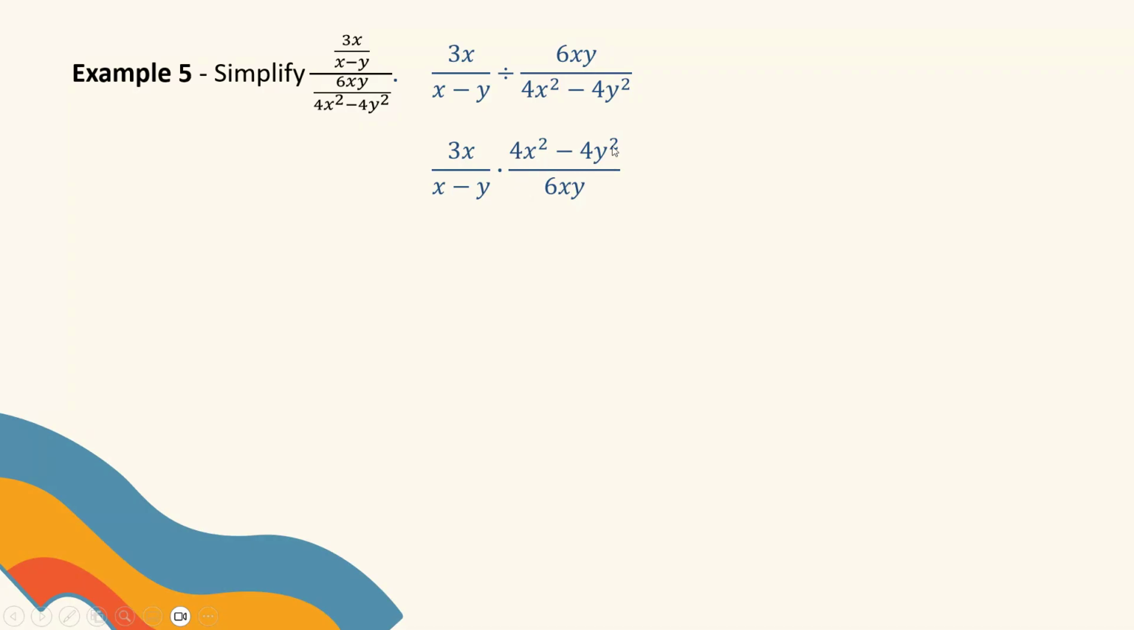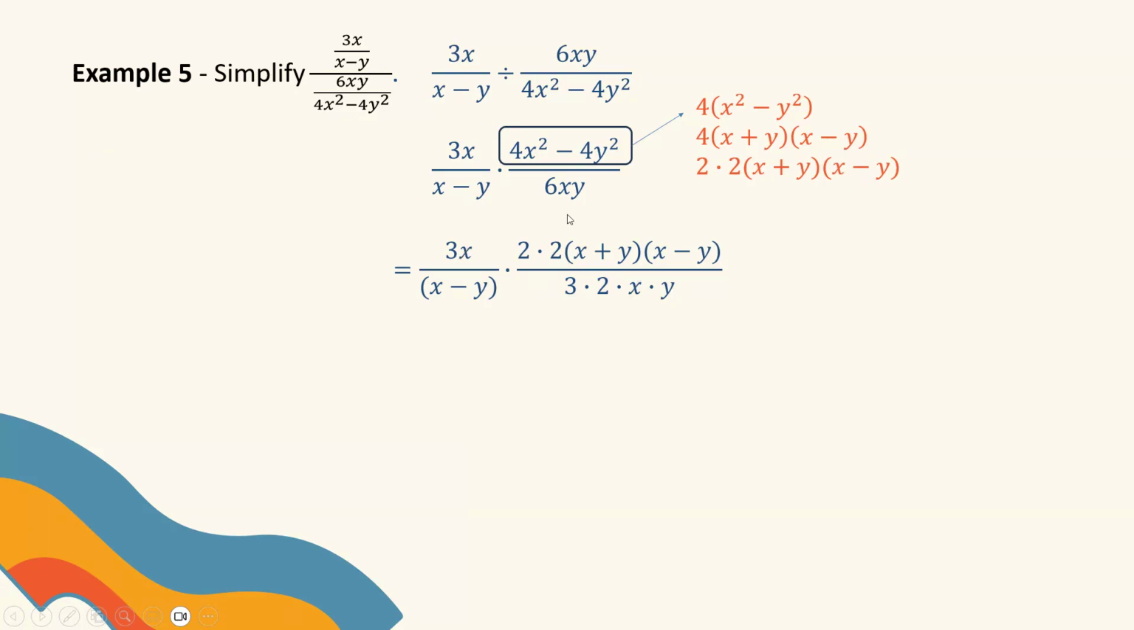So I'm going to start with the 4x squared minus 4y squared. So first we would factor out a 4, and then x squared minus y squared is the difference of squares. That would factor into x plus y, x minus y. And 4 breaks down into 2 times 2. And then with this denominator, 6xy, we can factor 6 into 3 times 2. So then we'll cancel out like factors of x, x minus y, 3, and 2. So our final answer is 2 times the quantity x plus y all over y.